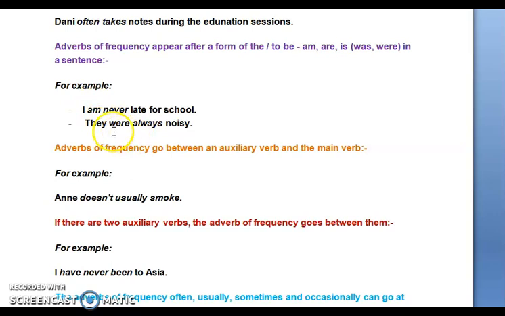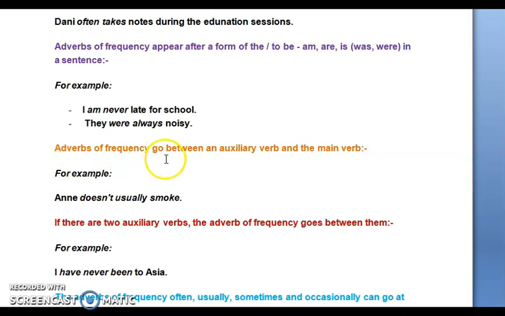Okay, second example. They were always noisy. هون they it's our plural subject and here we have were as the verb to be. Always noisy. ال verb to be هون كانت الفعل الأساسي لجملتنا. هون always أعطتنا معنى الدائم، كانوا دائما مشاغبين بالحدث أو الأكشن اللي عم نحكي عنه. Okay. Now moving to the other position.